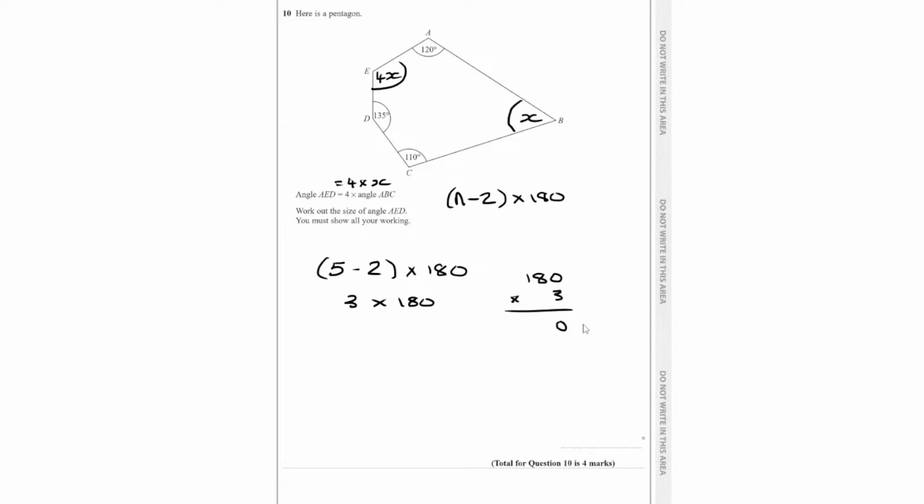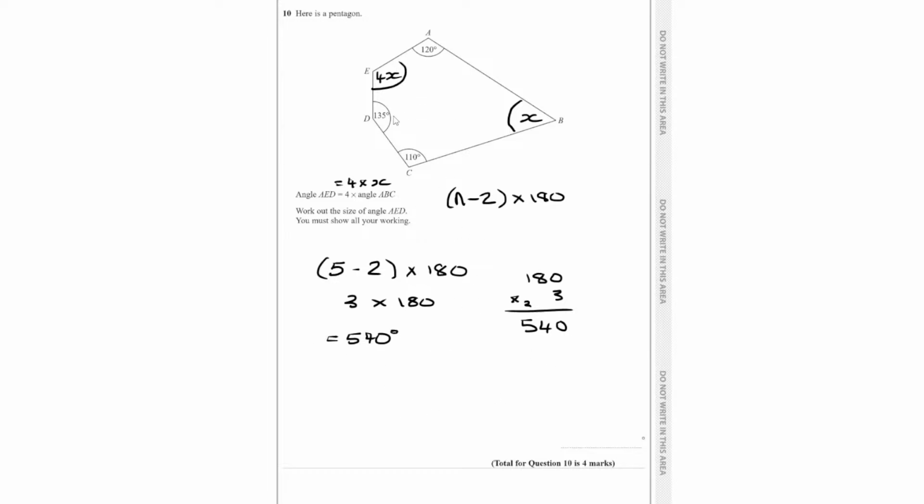3 times 0 is obviously 0. 3 times 8 is 24. So 4 and then 2 here. 3 times 1 is 3 plus 2 is 5. So we're saying that a pentagon adds up to 540 degrees. You might have known that, you might not. You can work it out using this formula.